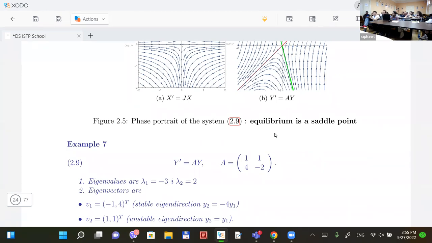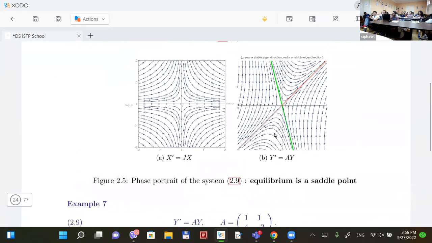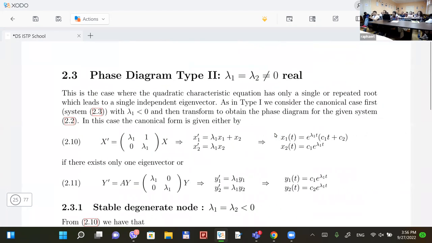The eigenvalues are -3 and 2. There are eigenvectors, and as I plotted here again, the green is the stable line and the red is the unstable line, and the phase portrait of the original system is plotted in the picture on the right.